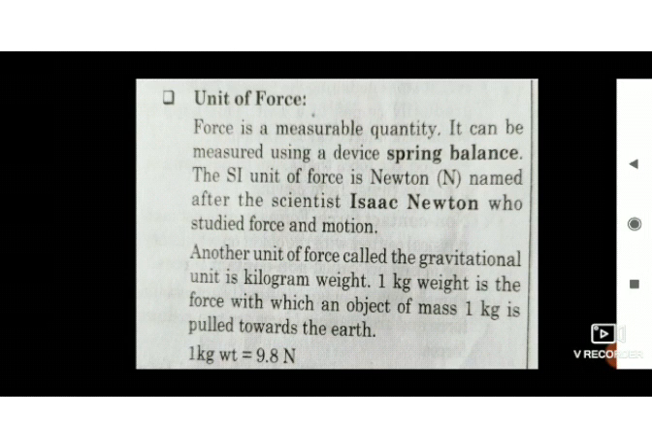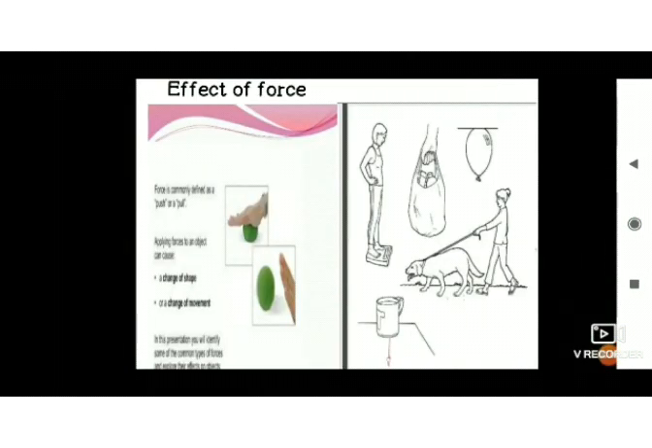Now we will see the unit of force. Force is a measurable quantity, so it can be measured. It can be measured by using a spring balance. Sir Isaac Newton studied motion and force, so his name is used as a unit. Newton is the unit for measuring force. Another unit to measure force is called the gravitational unit, that is, kilogram weight. 1 kg weight is the force with which an object of mass 1 kg is pulled towards the earth. So 1 kg weight is equal to 9.8 Newton of force.